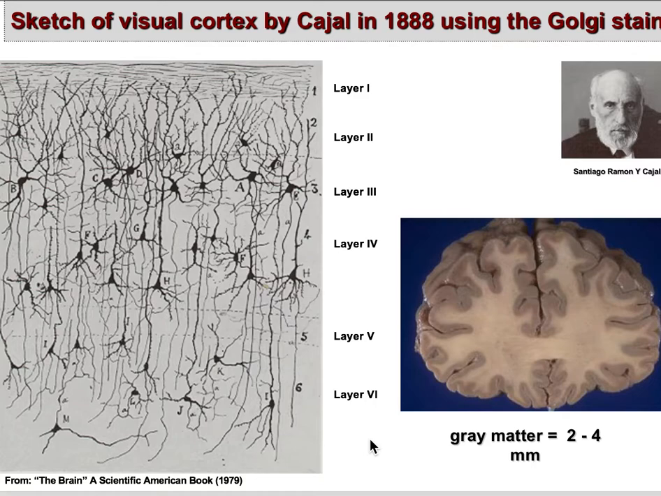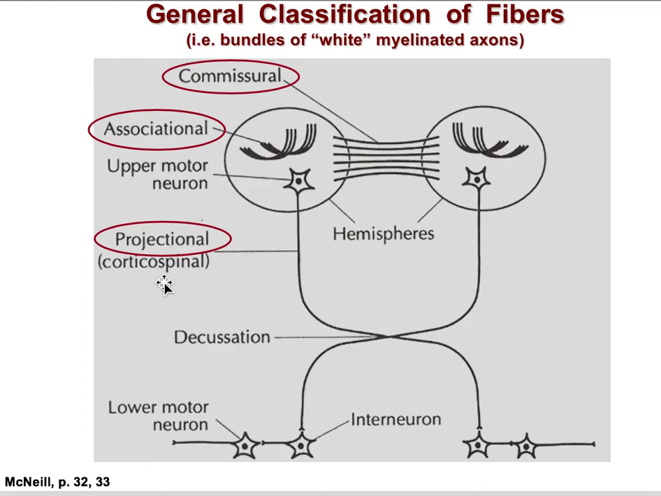And so Ramon y Cajal looked through here using a specialized stain to be able to characterize some of the morphology of these different types of cells, and basically found that of these different layers here, he could see some morphological characteristics to help describe them. So in order to be able to appreciate some of the functions and the organization of those different types of cells, what we can see here is this general classification of fibers that we have. Those bundles of white myelinated axons that we talked about before.